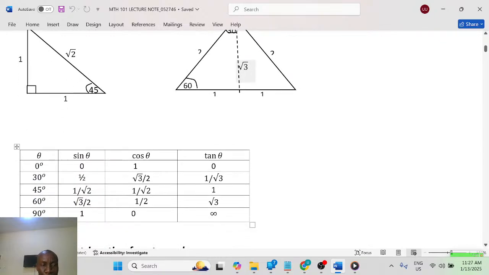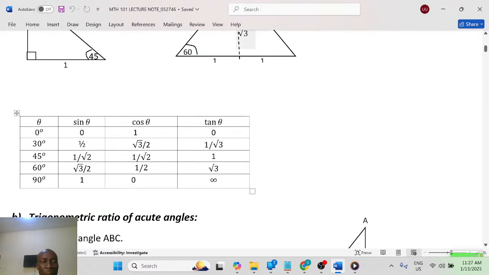We go to the table below the triangle. From that table, you see that sine 0 degrees is equal to 0. Cos 0 degrees is equal to 1. Tan 0 degrees is equal to 0. Sine 30 degrees is equal to 1 over 2. Cos 30 degrees is equal to root 3 over 2. Tan 30 degrees is equal to 1 over root 3. Sine 45 degrees is 1 over root 2. Cos 45 degrees is 1 over root 2, and so on.